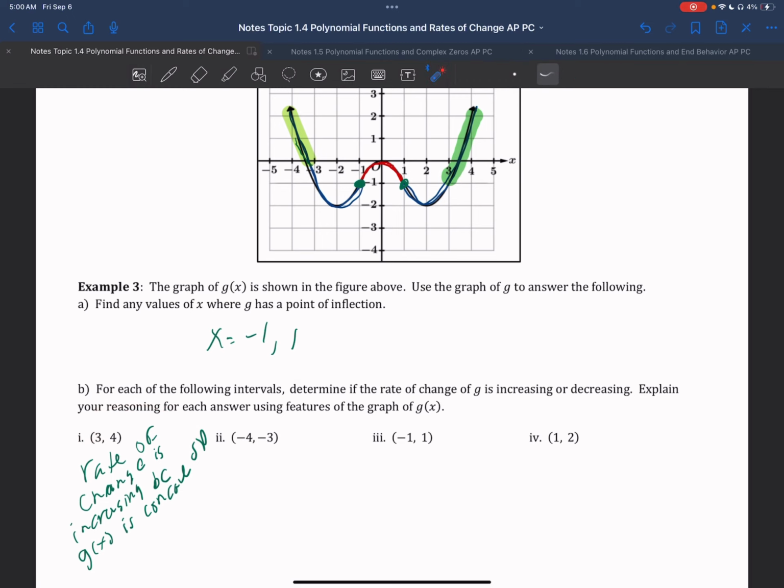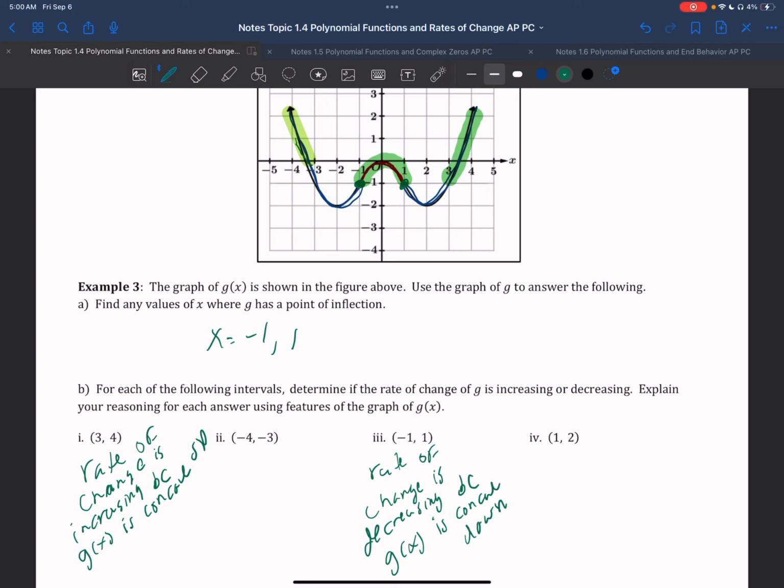When I look at -1 to +1, which is going to be right here in the middle, for this one, I'm going to say that my rate of change is decreasing because g of x is concave down.